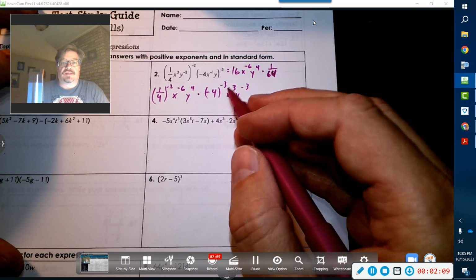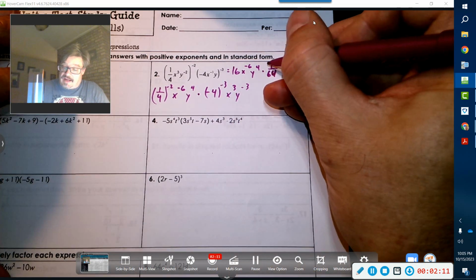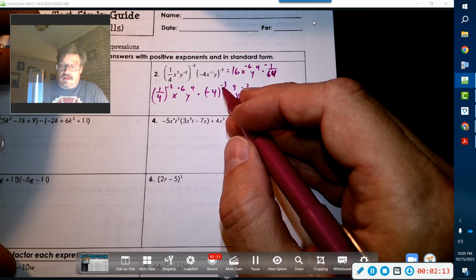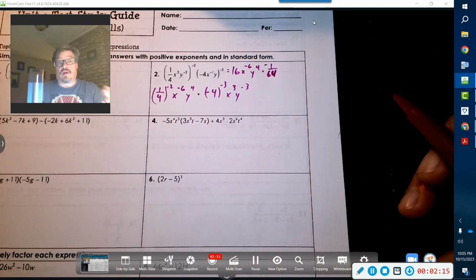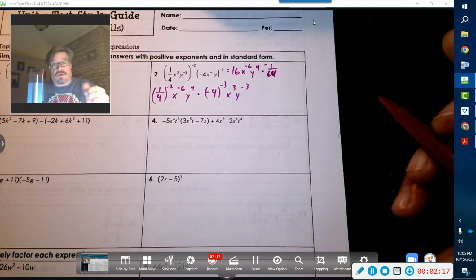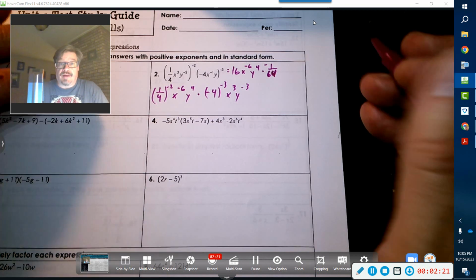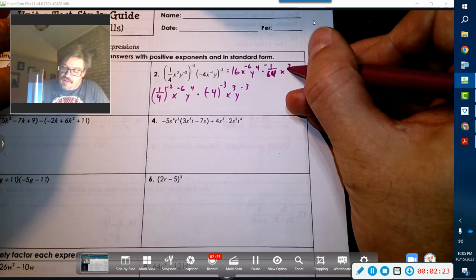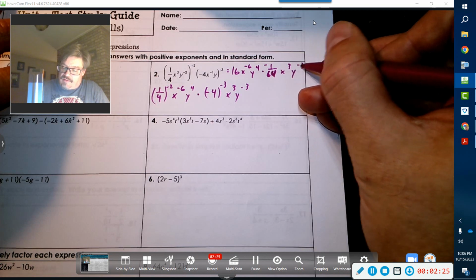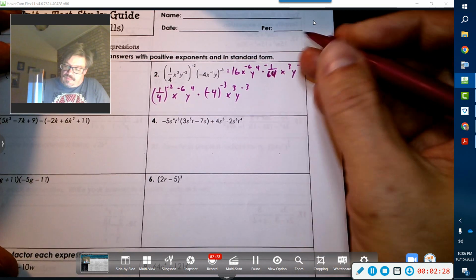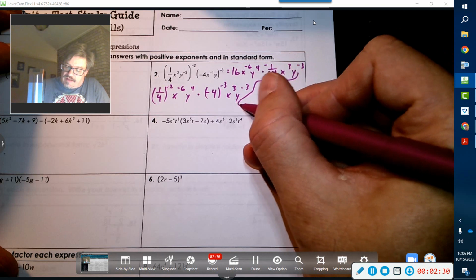Because it's going to be negative as well, and 4 to the negative 3rd is actually 1 over 4 to the positive 3rd. So 4 to the negative 3rd is in the wrong location. It's got to go to the denominator, and then we've got x to the 3rd, and then y to the negative 3rd. Okay, so now this is going to loop around here.